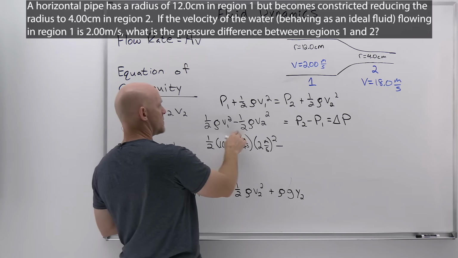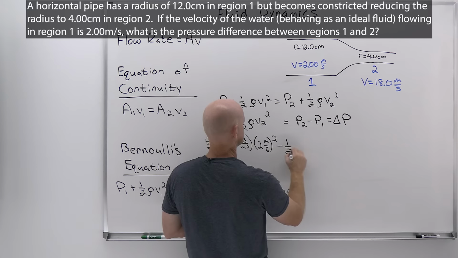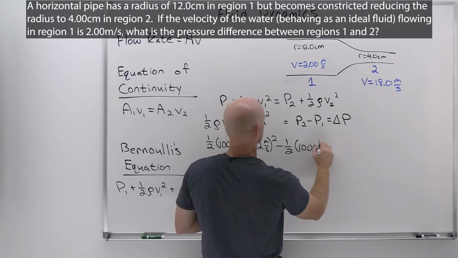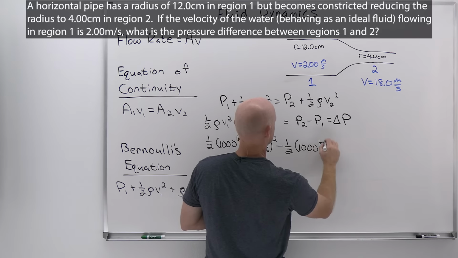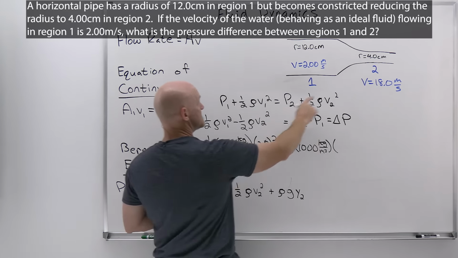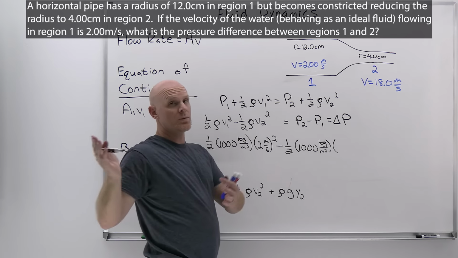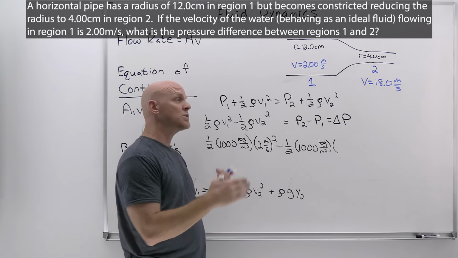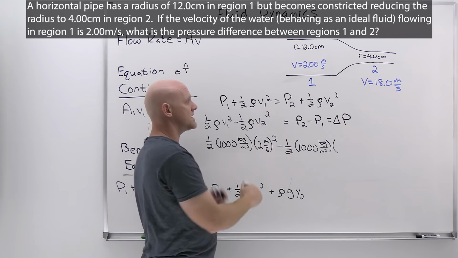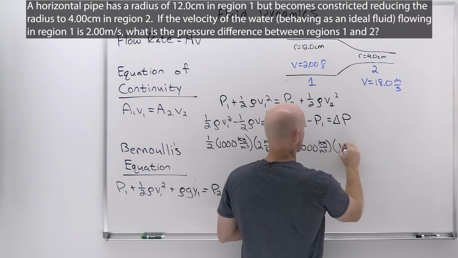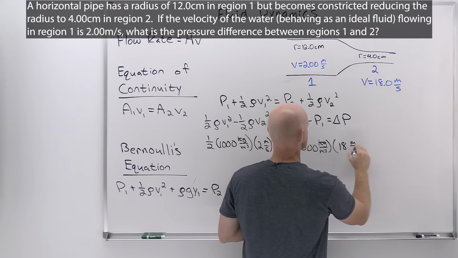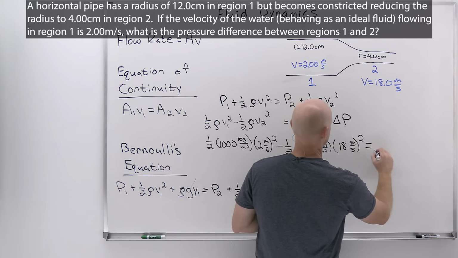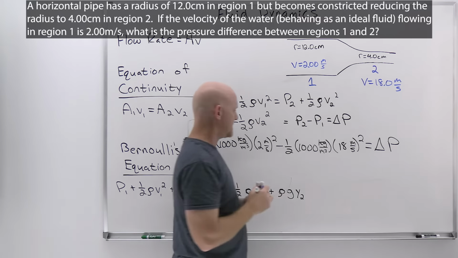Then we'll subtract off the 1/2 rho V2 squared. Again, density of water, 1,000 kilograms per meter cubed, and then times V2 squared, which fortunately we already figured out in the last question. If we hadn't, we'd also have to use the equation of continuity to figure it out before plugging it into Bernoulli's equation here. But we already did the work in the last one, so that's 18 meters per second squared, and this equals delta P here.